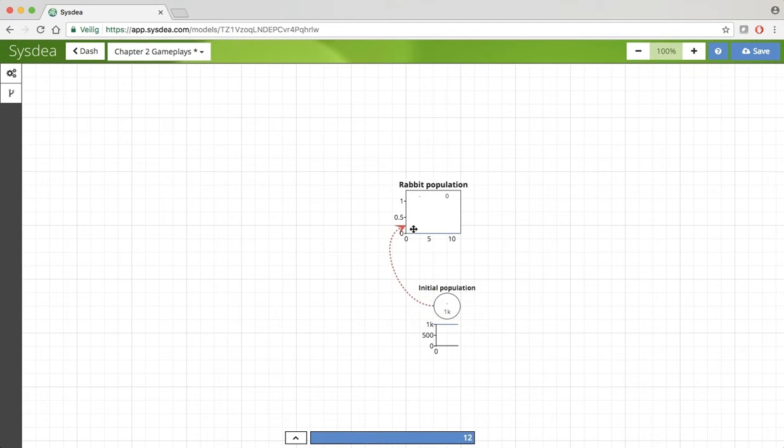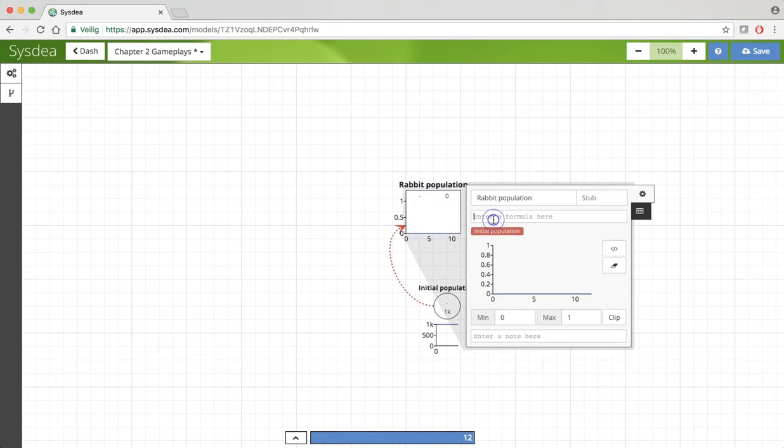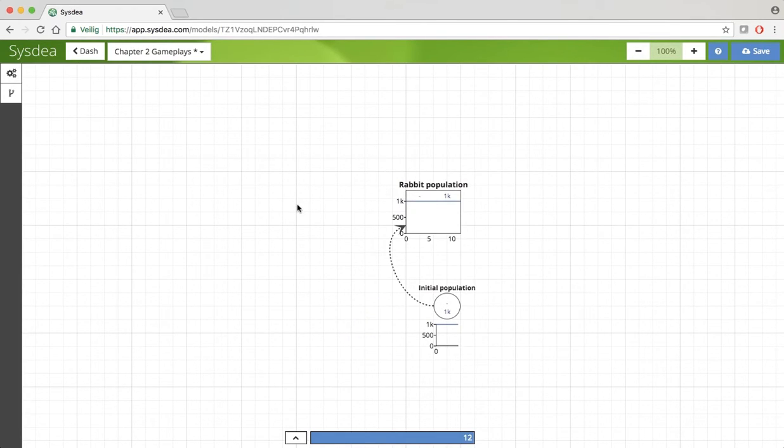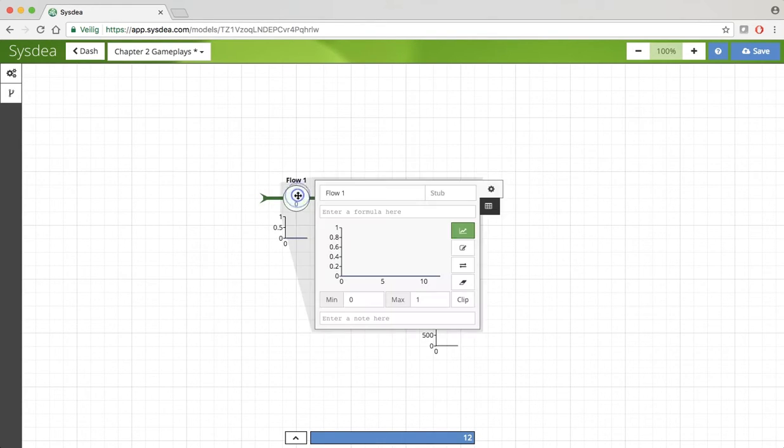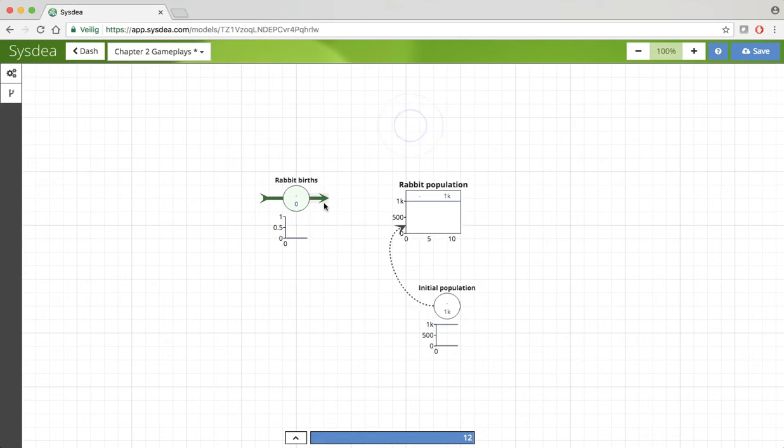And this is another way of getting that initial value here. I could have typed 1,000 in it, but this way I can manipulate both variables more easily. And I have a flow, growth of the population, births, and I'll connect it.